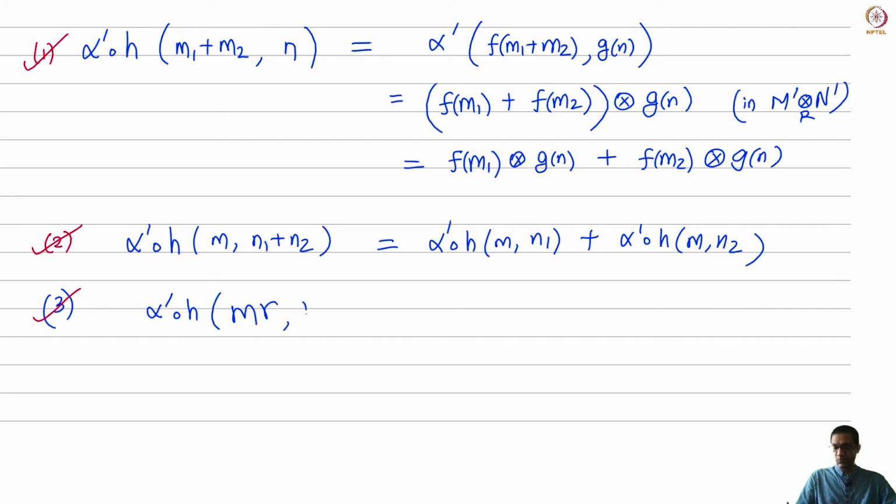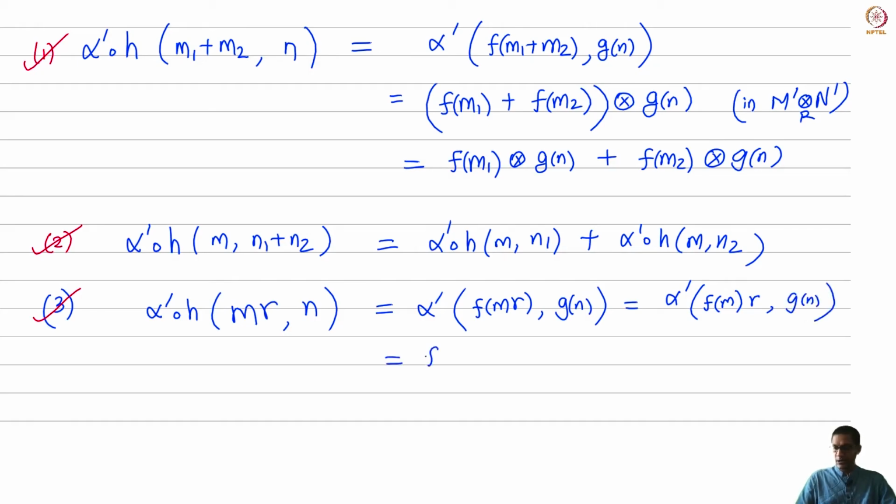let's do the following. Let's put an R here. So let's right multiply M by an element R from the ring and see what happens to this. Well, by definition, this is alpha prime of f of MR comma Gn, but f is R linear. Recall that just meant that I can put the R inside: f of m r comma Gn, and again this is f of mr tensor Gn.